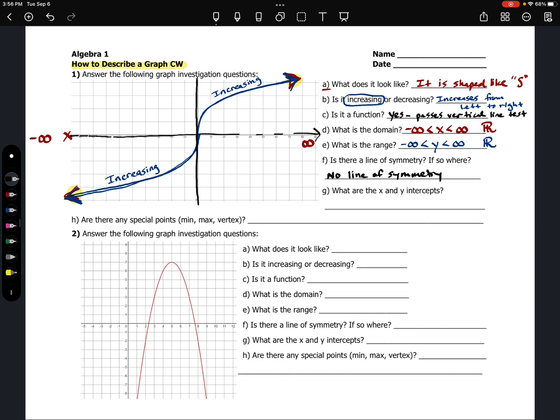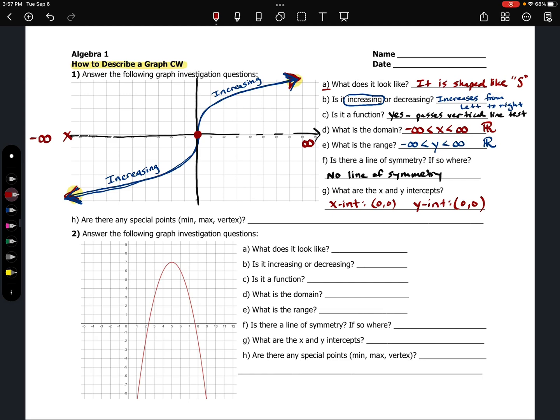It says, what are the x and y intercepts? Well, the only place it crosses the x and y axes is right here at the origin. So the origin is going to be our x-intercept and our y-intercept. So x-intercept is 0, 0. Our y-intercept is at 0, 0.